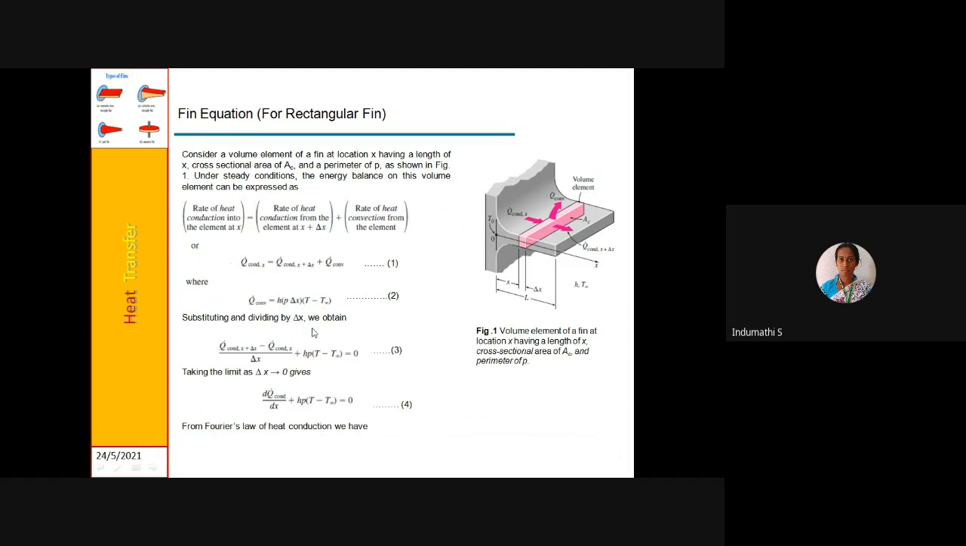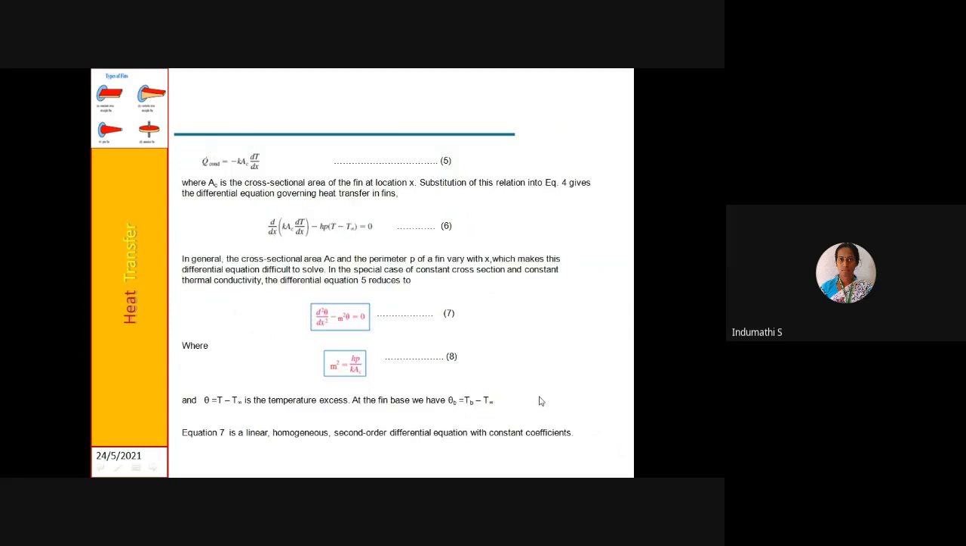Then dividing by delta x, the equation becomes like this. Then taking the limit as delta x tends to 0, we get dQ by dx plus h P (T minus T infinity) is equal to 0. From Fourier law of heat conduction, we have Q conduction is equal to minus k A dT by dx. Substituting the same in the previous expression, we will get the differential equation for the fin.